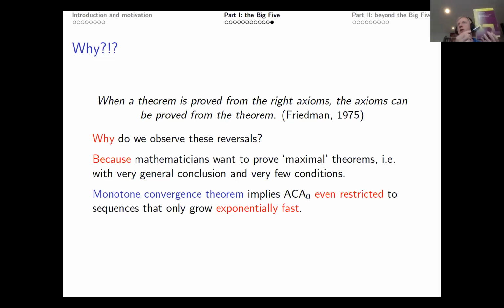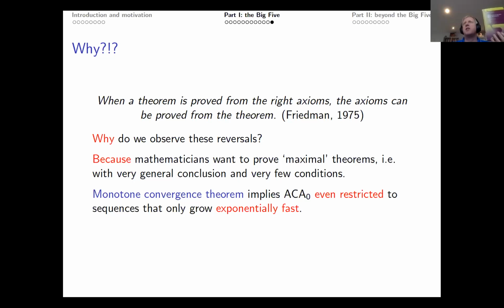So yeah, a monotone sequence in the unit interval converges. But even if you would restrict to exponentially fast sequences, so sequences that only increase exponentially fast, still the reversal goes through. So it doesn't depend on all sequences. It already goes through for the monotone convergence theorem restricted to exponentially fast sequences.